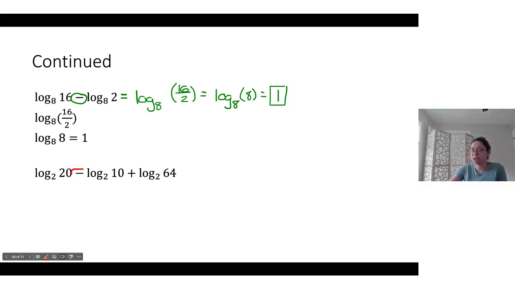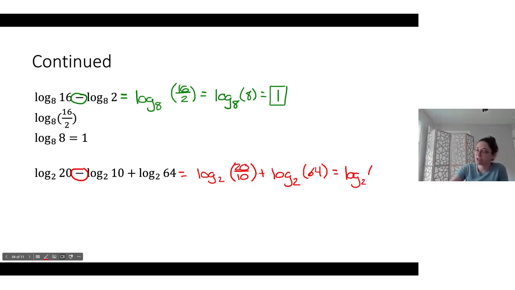Remember again, subtraction outside goes to division inside. So this is log base 2 of 20 divided by 10. And then I still have this plus log base 2 of 64. Twenty divided by 10 is 2, so this is log base 2 of 2 plus log base 2 of 64.